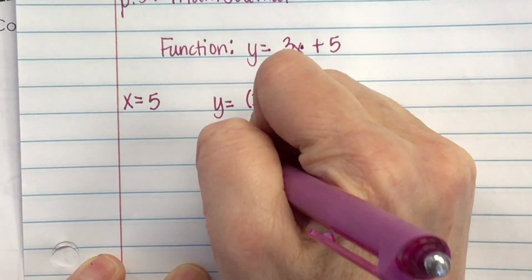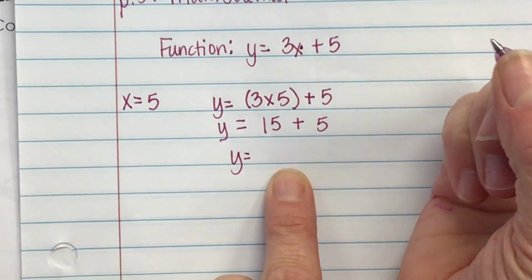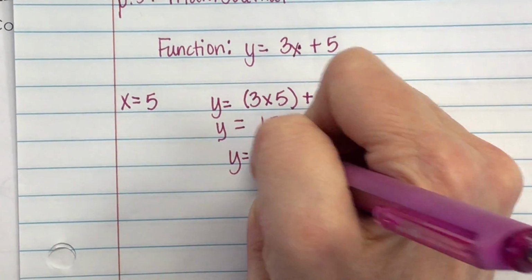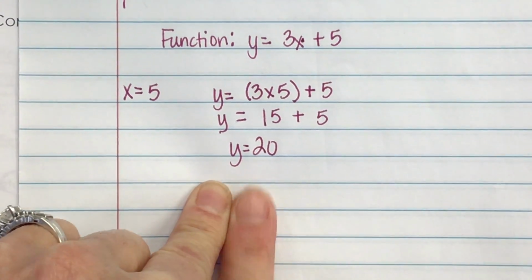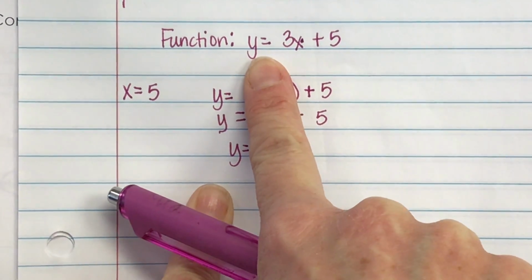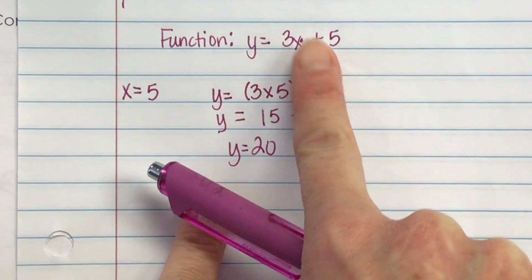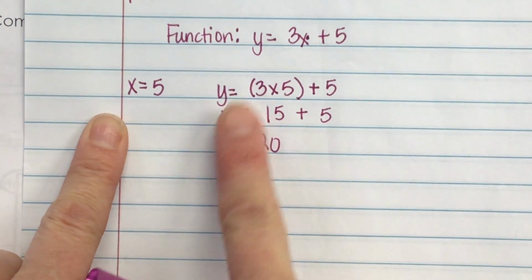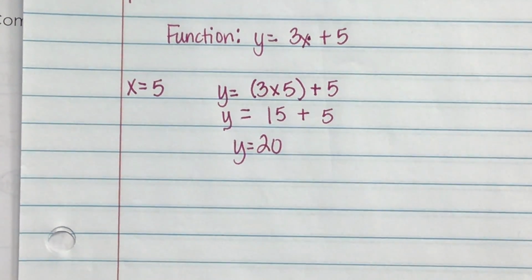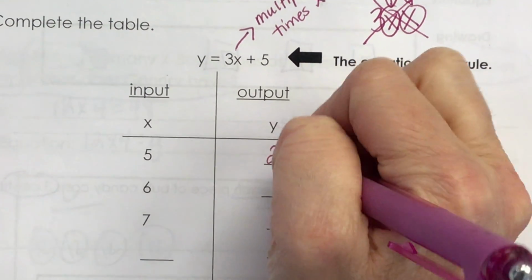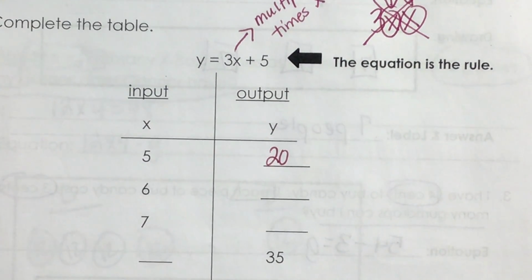Okay? So here, y is equal to what? 20. So if x is 5, then y is equal to 20. Because the function or the rule defining the relationship between x and y is that y is equal to 3x plus 5. Okay? So over here we put 20 on our output table.